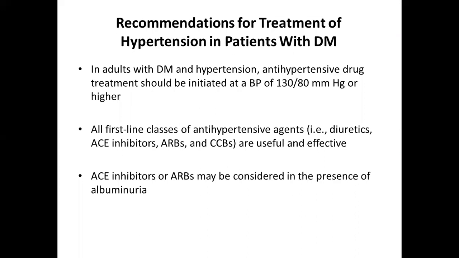Next important comorbidity in the hypertensive patient is diabetes. If the patient has diabetes and hypertension, then we can use any one of the first line agents. However, if the diabetes is associated with renal impairment or proteinuria, then we can use ACE inhibitors or ARBs depending upon the patient's glomerular filtration rate.